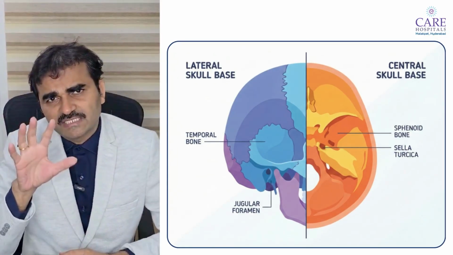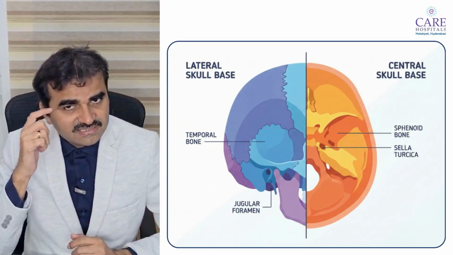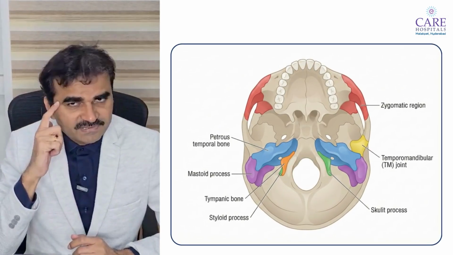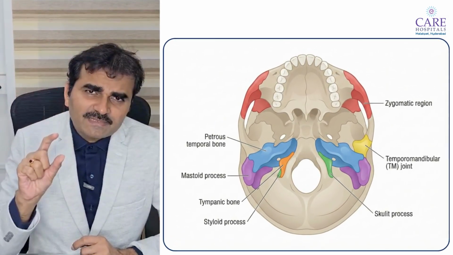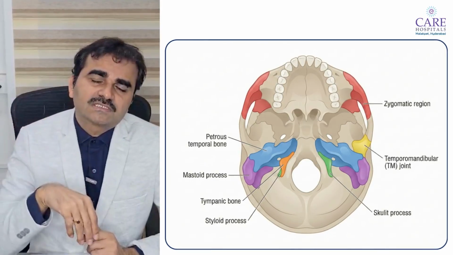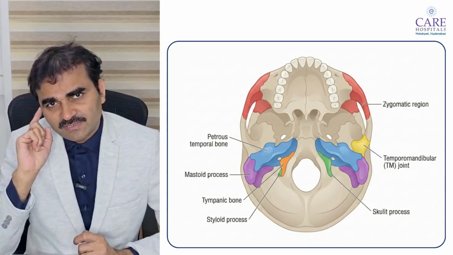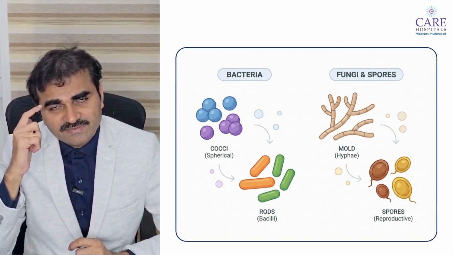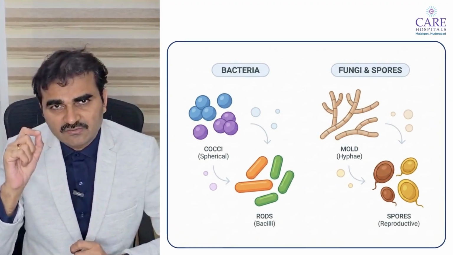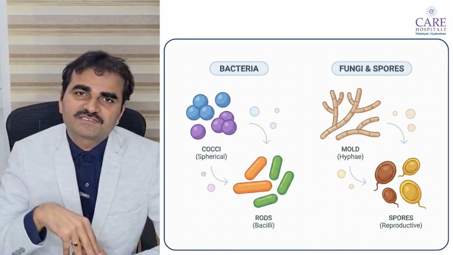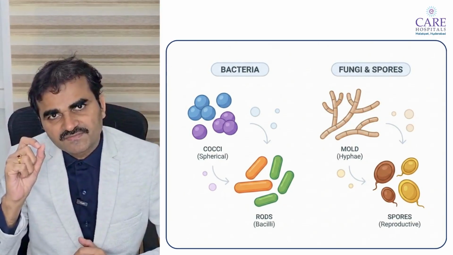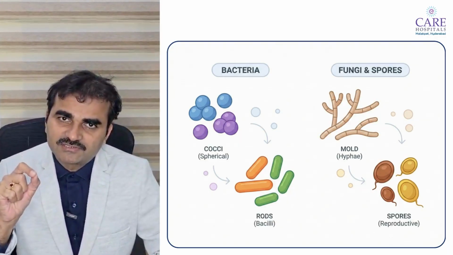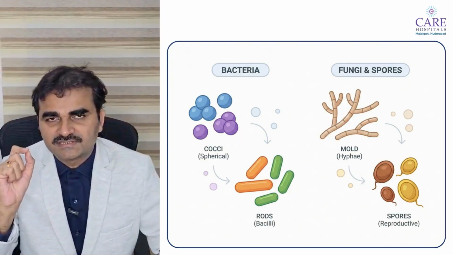There are two types of skull base infections, especially lateral skull base and central skull base. Lateral skull base usually involves the petrous part of the temporal bone, tympanic part of the temporal bone, mastoid process, styloid process, temporomandibular joint, and zygomatic region. It is usually caused by Pseudomonas aeruginosa, Staphylococcus aureus, Proteus, Klebsiella infection, and sometimes fungal infections, most commonly Aspergillus, Mucor, Rhizopus, and sometimes Candida.